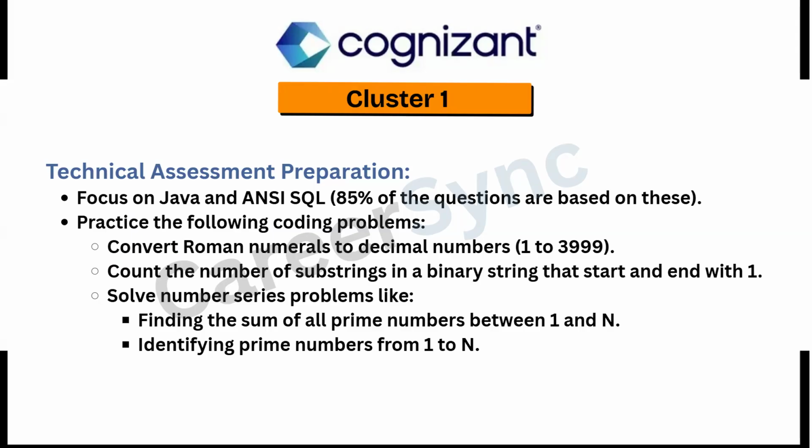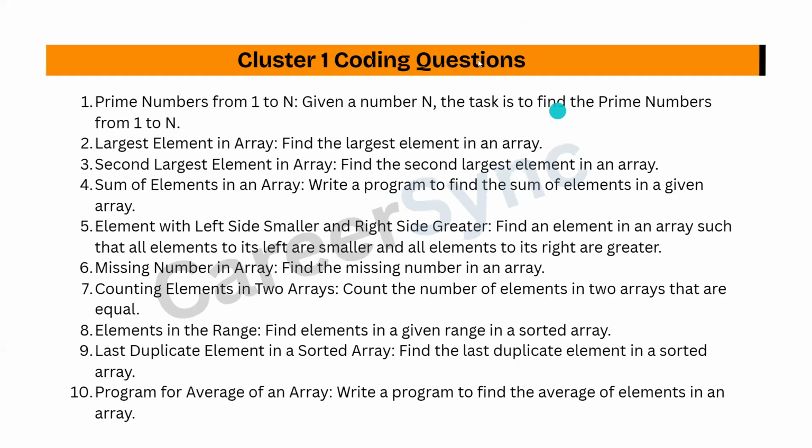From now on, I will be giving all the recent questions for cluster 1 which were asked during the assessment. Here are the coding questions. I will be reading each and every question for you guys. Prime number from 1 to n: given a number n, the task is to find the prime numbers from 1 to n. The second question is largest element in an array. Find the largest element in an array. Now find the second largest element in an array.